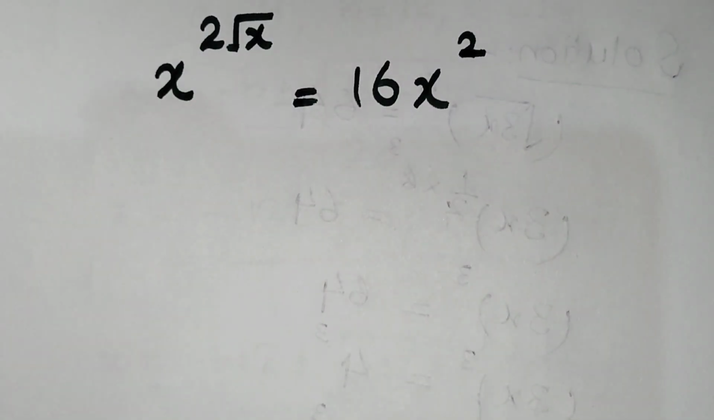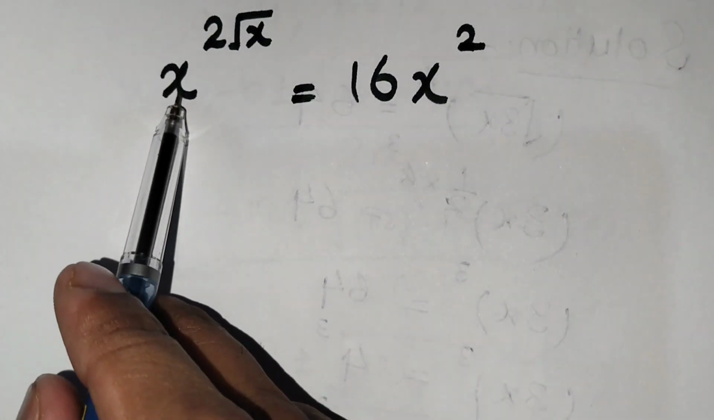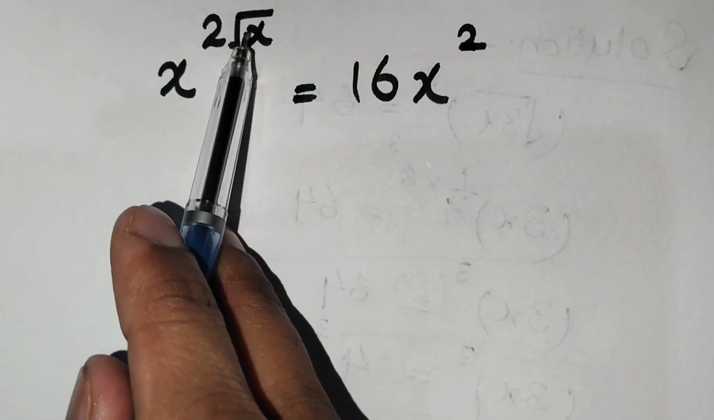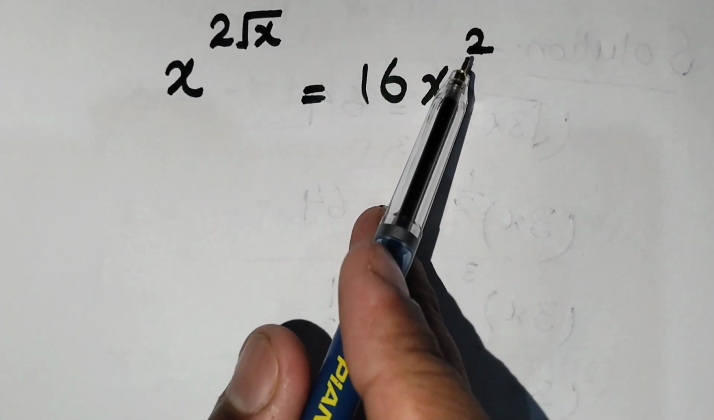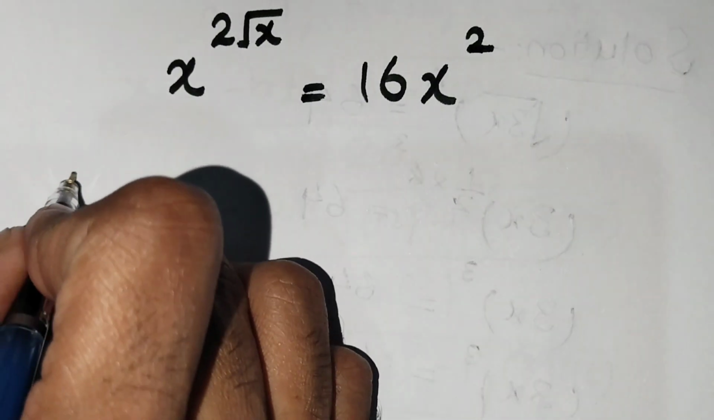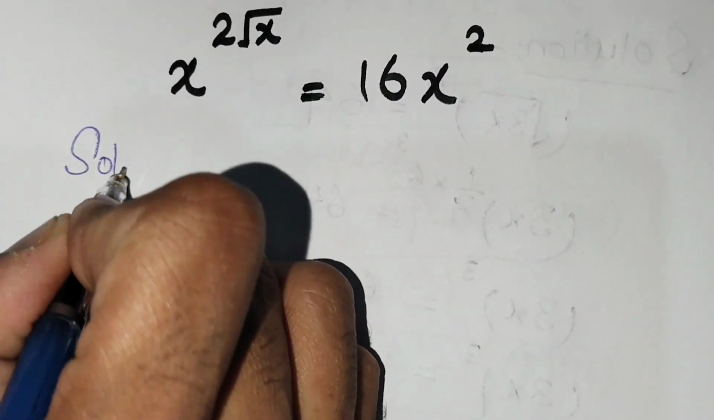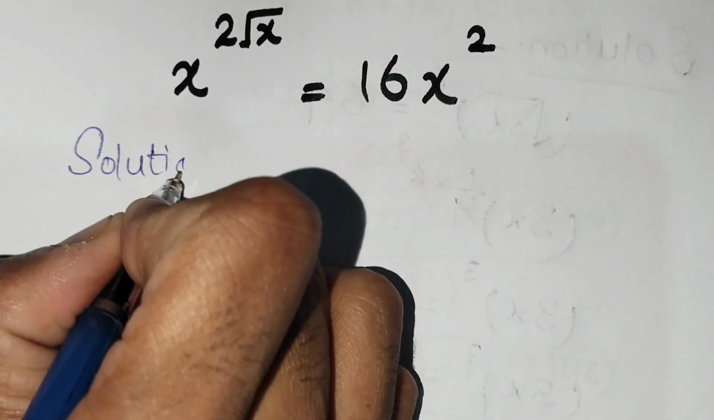Hi everyone, in this video we will solve x raised to the power 2 times square root of x is equal to 16 times x square. Find the value of x. Let's start the solution of the given question.